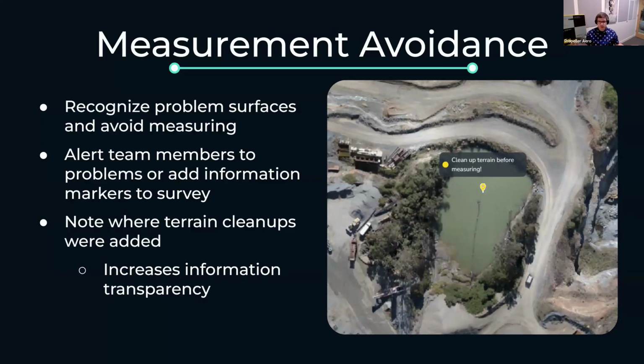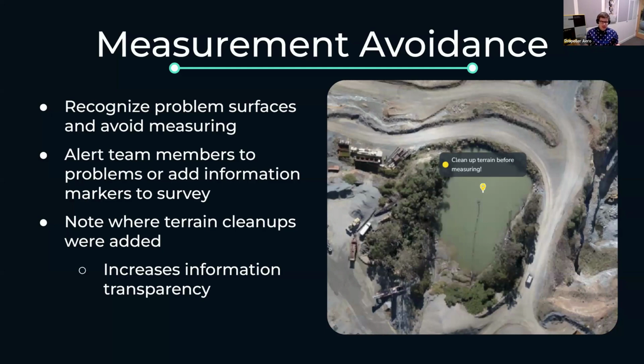First of all, you can just tell people about it, send out an email, send out a memo, call someone up, say, hey, don't measure this area. That's going to give us bad data. The other thing you can do is put in point measurements or hazard points that say exactly where your terrain is problematic so that people know every time they look at the survey, that's where they're going to have issues.